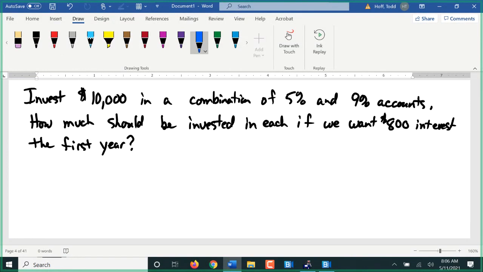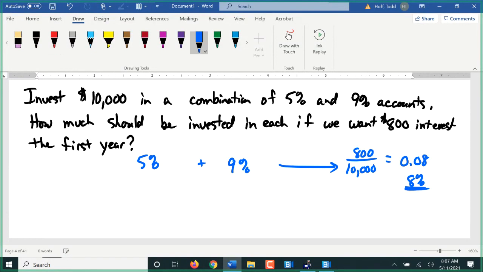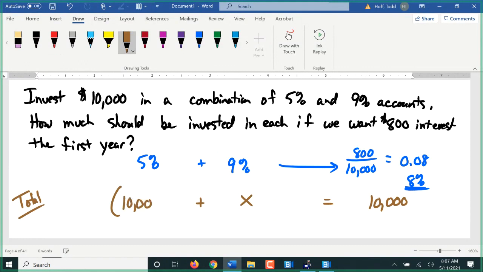So what we are combining here is 5% and 9%. Now it doesn't tell us what percent we're getting, but it tells us we have 8% or $800 in interest. 800 divided by 10,000 is 0.08. So in other words, we're looking for 8% total interest. Our total amount here, we don't know how much of each. We just know that the total of $10,000 will be invested. So that goes over with our 8% total return. We'll let X be the larger percent, the 9%. So then the 5% is the total of 10,000 minus X.